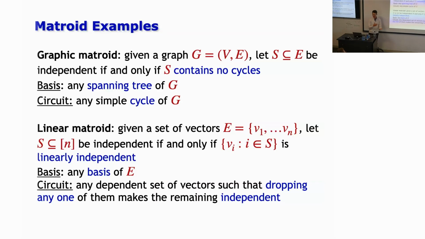A circuit is a little bit less well-defined in this linear space. It's a linearly dependent set of vectors such that if you dropped any single one of these vectors, all of a sudden the rest of those vectors would become linearly independent. It's not really a notion that we use frequently in the study of linear spaces, but it's still well-defined in this setting.